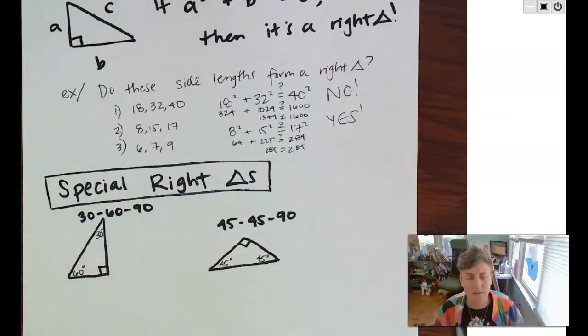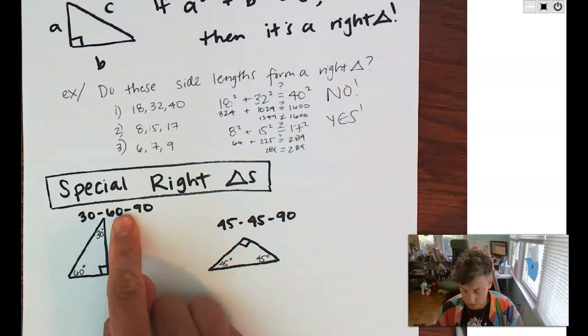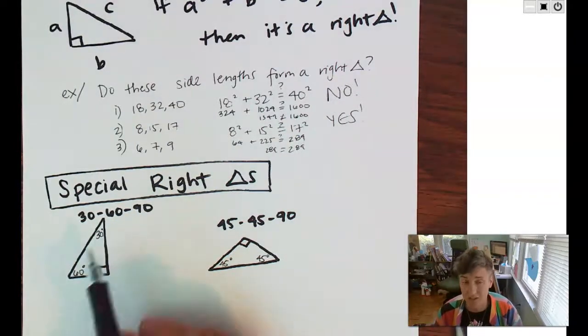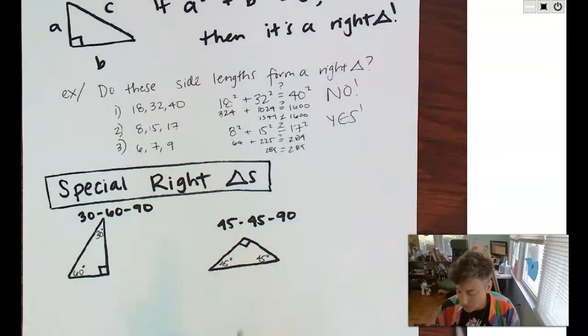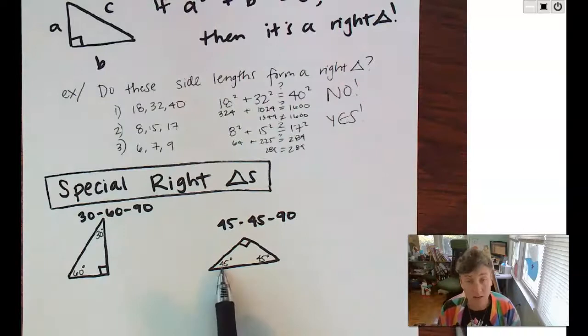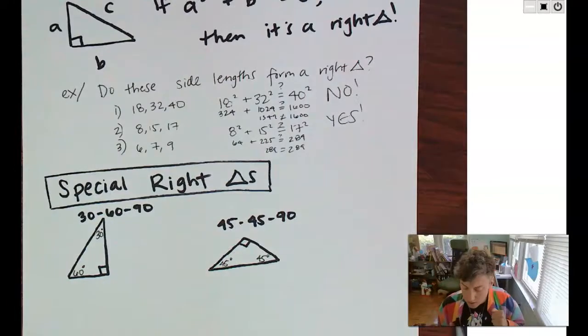All right, the next thing we're going to talk about with right triangles are special right triangles, specifically a 30, 60, 90 triangle, which is called such because its angle measures are 30 degrees, 60 degrees, and 90 degrees. And another special right triangle of 45, 45, 90, again, because its angle measures, you guessed it, are 45 degrees, 45 degrees, and 90 degrees. Why are these special right triangles? Well, they have really special relationships with the lengths of their sides.